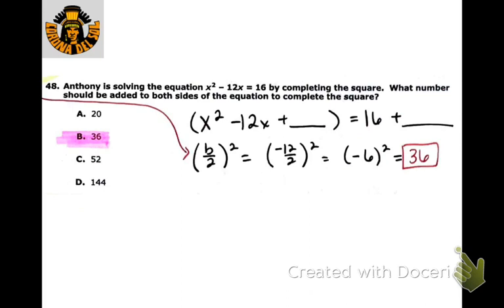All right, same easier question. What's that magic number that you add? So it would be half of this number and square it. So it doesn't matter if it's negative 12 because you're squaring it. So half of 12 is 6, and 6 squared is 36. So 36 is the magic number we would add to both sides.